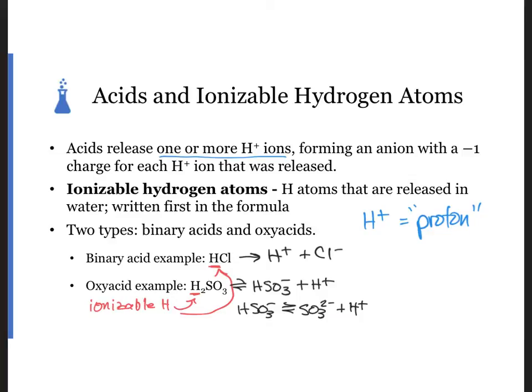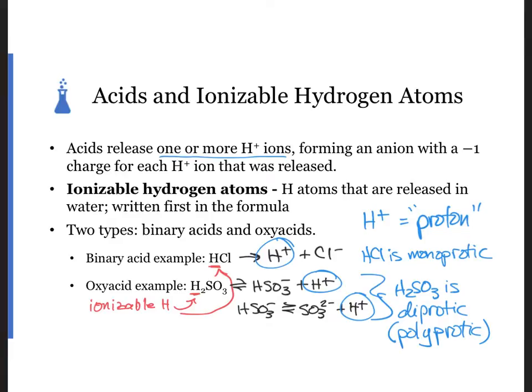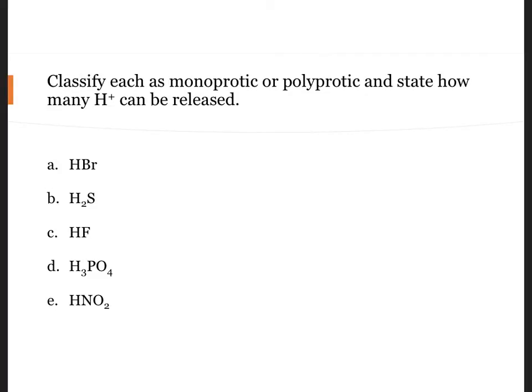When an acid has only one proton to release, we classify it as monoprotic, while sulfurous acid, with its two ionizable hydrogens, can be called diprotic or polyprotic. Can you classify each acid as being monoprotic or polyprotic? If the acid is polyprotic, how many ionizable hydrogens does it contain?